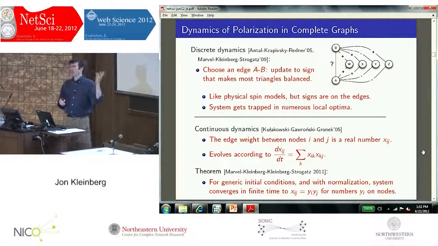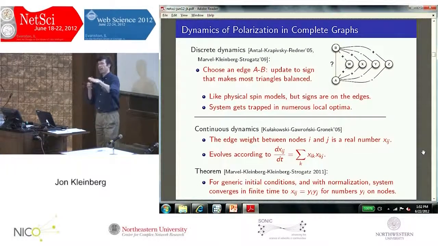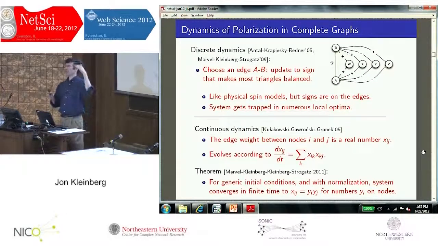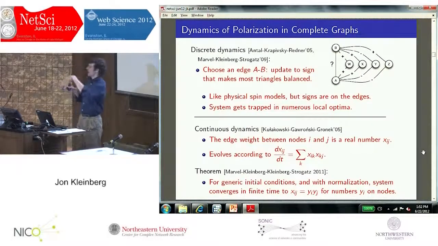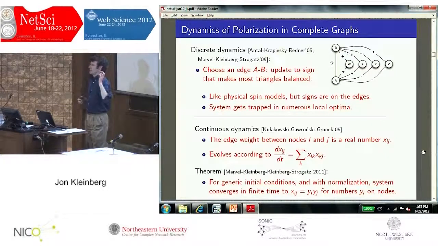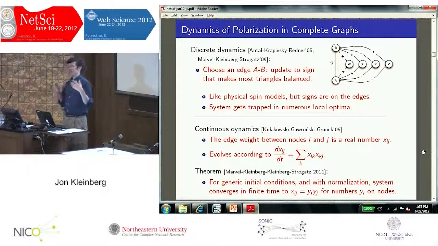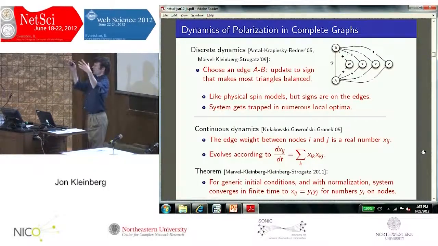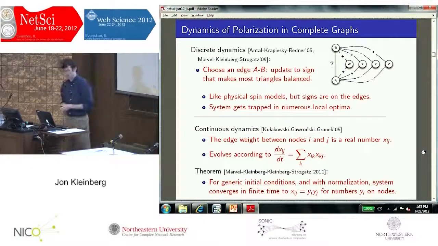When you ran the system and normalized the values so that they didn't blow up too much, you found that the system always, from any random starting condition, seemed to glide its way toward perfect balance. Everything seemed to be sorting itself out. We were finally able to prove that as a theorem. In a sense, this is the first dynamics we found that takes the Cartwright-Harary picture of this zero-energy ground state and actually finds a way to get to it from starting conditions.